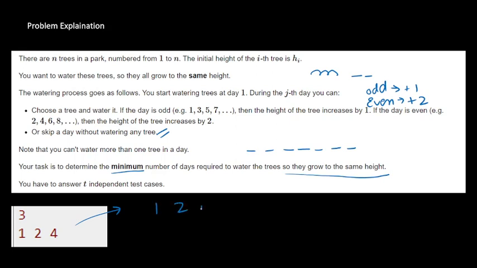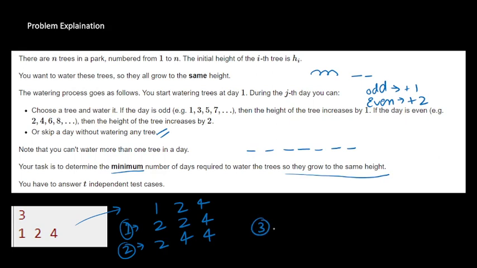So consider day one. As this is an odd day, I will increment, let's just say, this tree to 2. So this will stay 2 only and this will stay 4. On the second day, I am allowed to pick up a tree, and if I increment it on an even day, it will get incremented by 2. So I incremented this. So now we have 2, 4, 4.